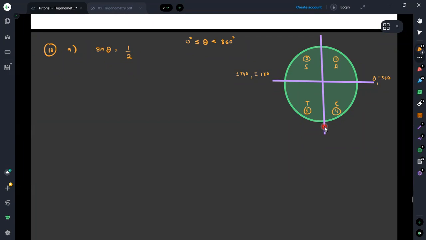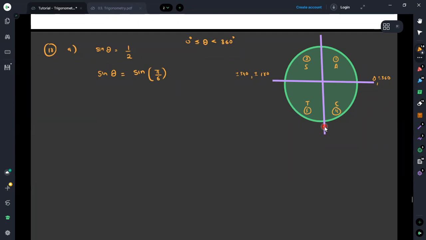Then what we can see is here we can find out the value of sine theta. Here the value of sine theta is equal to half. Instead of half, we can say sine 5π over 6 is equal to half. But this is not the only possible solution.